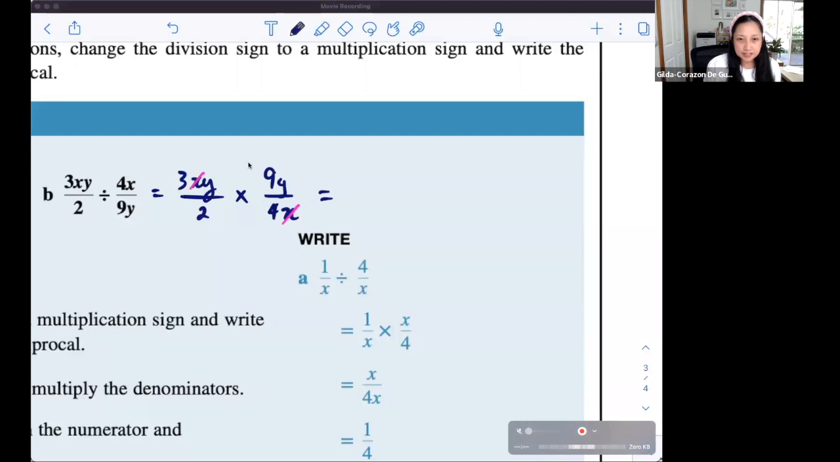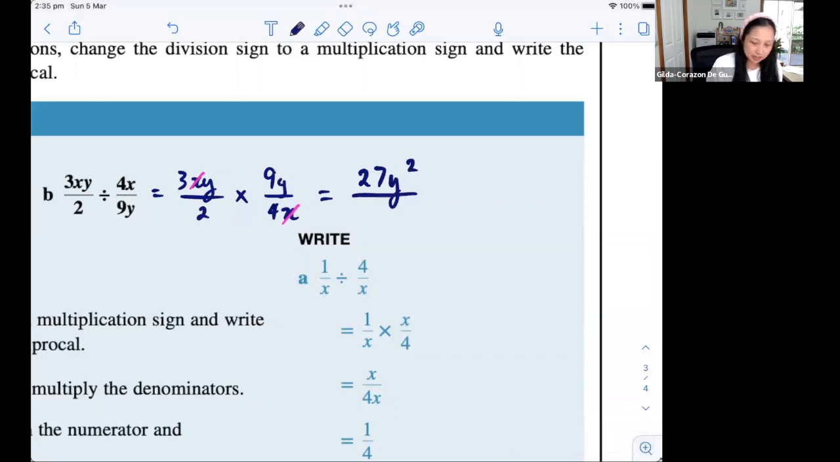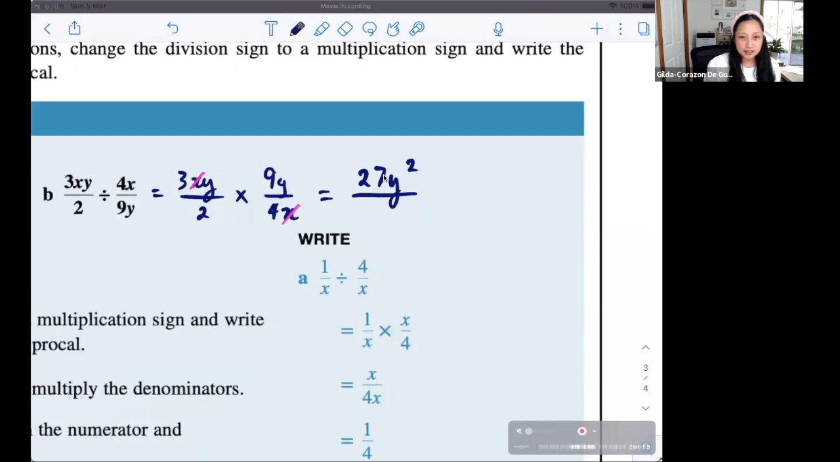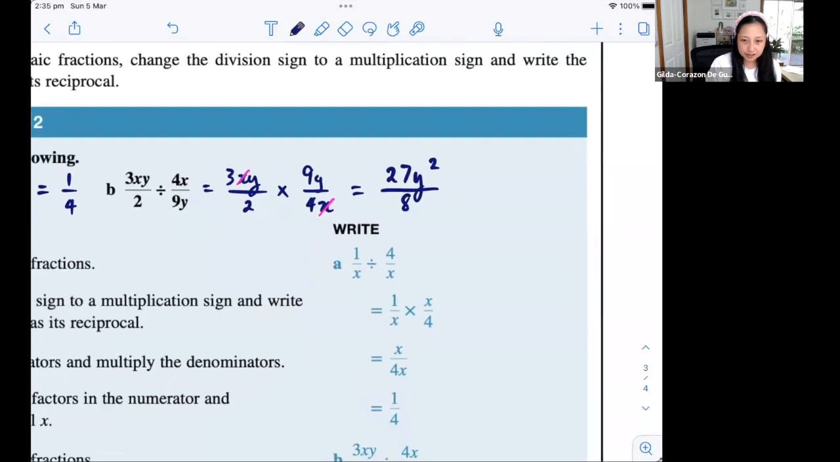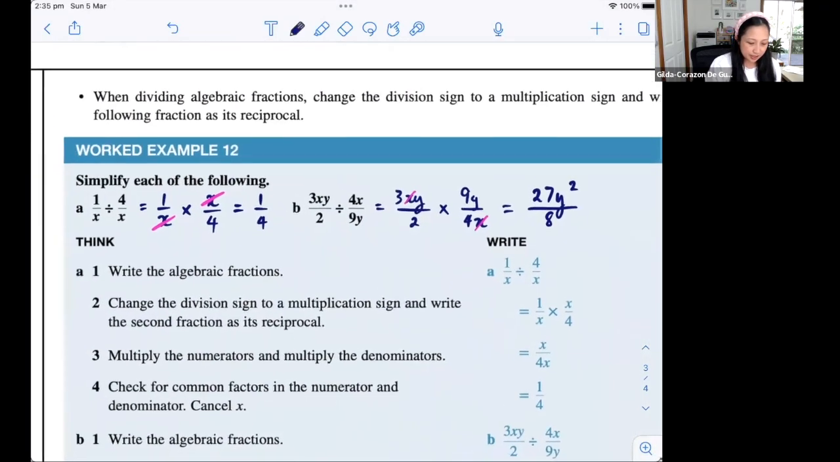We have 3 times 9, numbers first and then letters. 3 times 9 is 27, times y squared. y times y is y squared. And then you have 2 times 4, which gives you 8, right? And that's our simplified fraction for that question there.